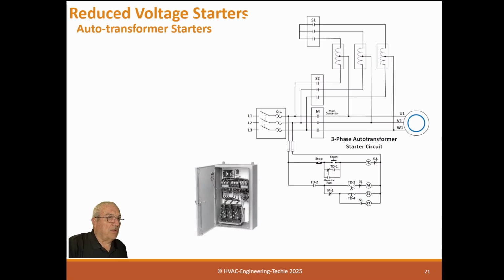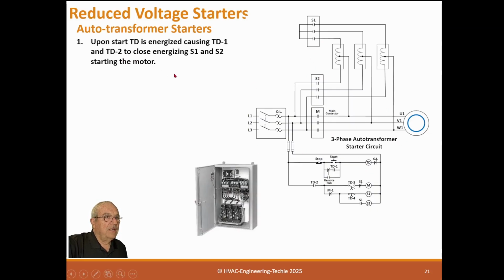Next, the reduced voltage starter with an auto transformer type. It has exactly the same features, but it works differently. On this one, you see we just have a single motor. We still have the 3 contactors. So whenever we start the motor, we push in the start button, it starts the time delay timer. And the time delay timer causes D1, D2 to close, energizing S1 and S2.